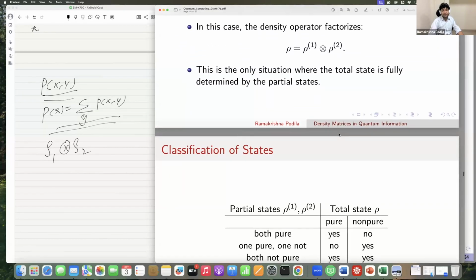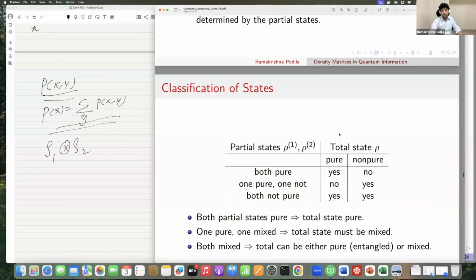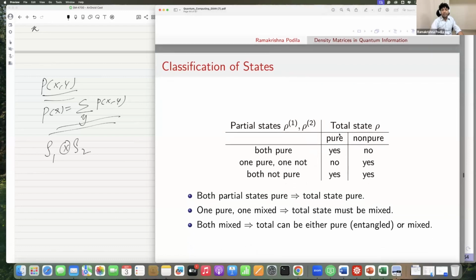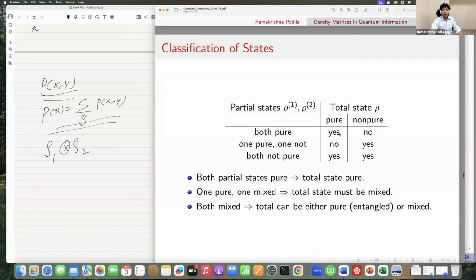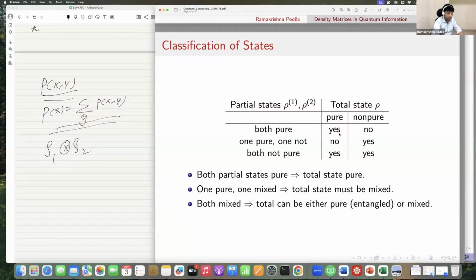So we can classify states based on whether they are pure or not pure, and then come up with whether the total state is pure or not pure, and whether that state is mixed or not mixed. Again, to recall, when we have rho, the trace of rho is always one, no matter what. Whether it is a mixed state or a pure state, it doesn't matter. The trace of rho is always one.